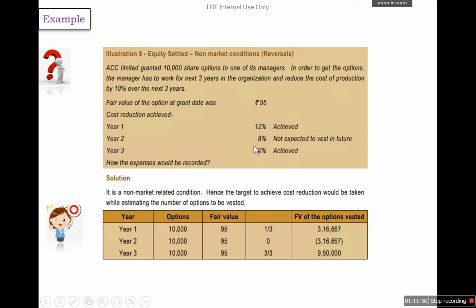But in the second year, only 8% is achieved and management expects that it will not vest in future. So we will not recognize expense, and whatever we have recognized earlier, we need to reverse it because nothing is going to be paid in future, as management expects that the target is not going to be achieved. But in the third year, it has achieved. So we have to pay for all 3 years. So the amount recognized will be 9,50,000.